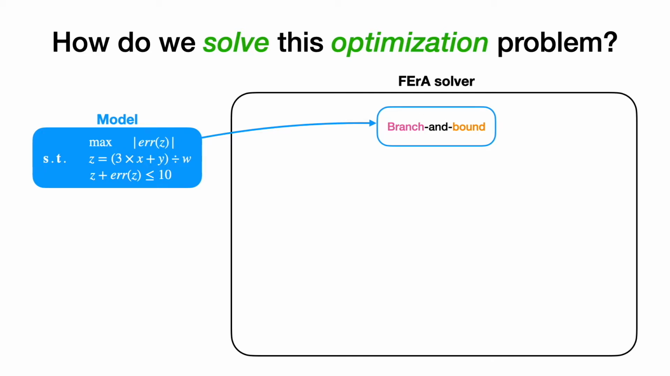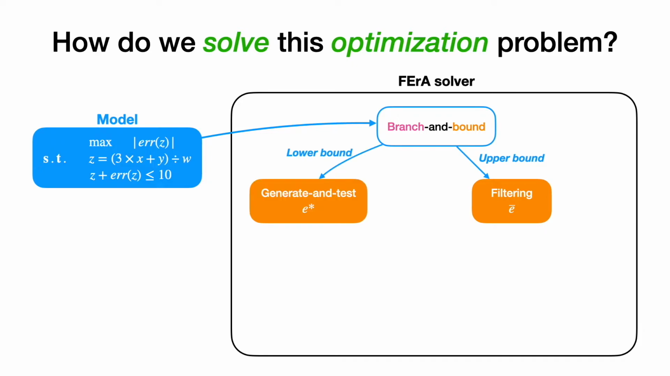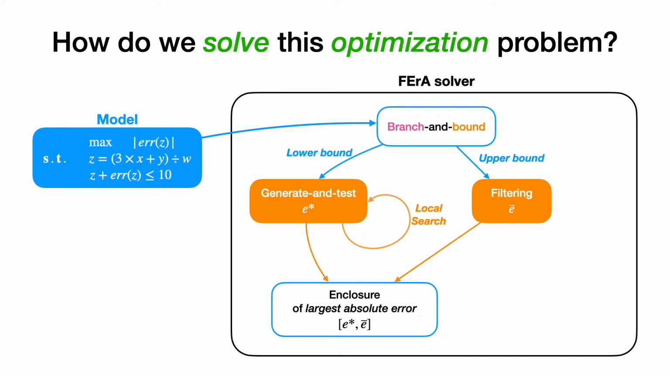This algorithm can be divided in two parts, the bounding and the branching. For the bounding part, we first compute an upper bound, which is the over approximation of our enclosure, without constraint filtering. We'll also compute the lower bound, which is the under approximation, with a generate and test. We'll randomly instantiate variables to make sure the error is reachable. We'll also use a local search to explore the search space and try improving the computed lower bound. Once both bounds are computed, we now have an enclosure of the largest absolute error.